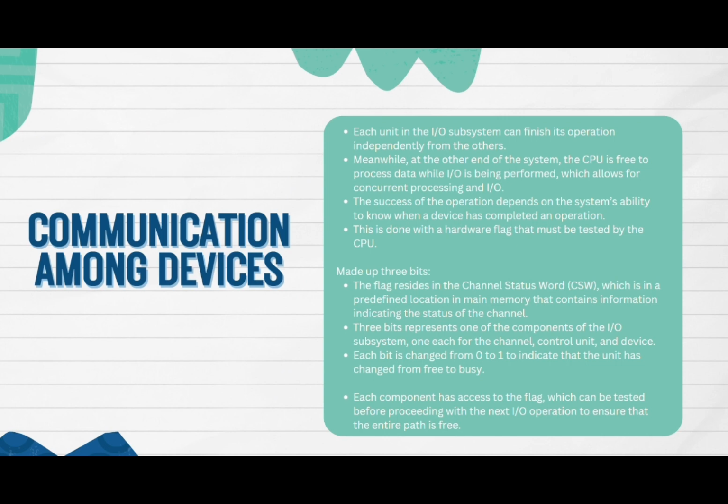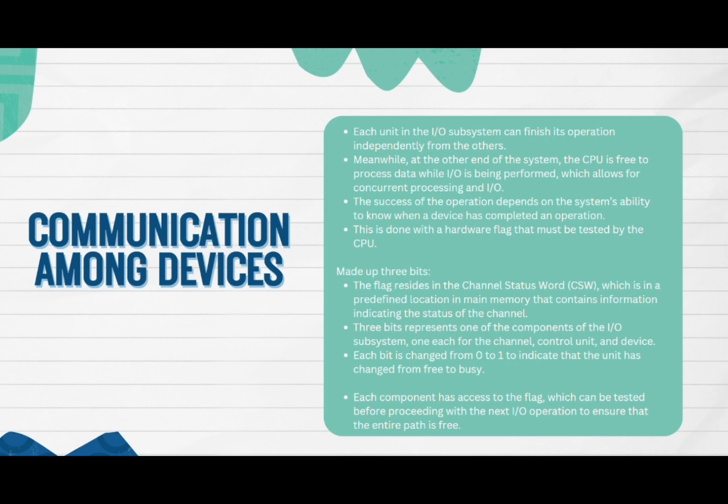Each unit in the input-output subsystem can finish its operation independently from the other. Meanwhile, at the other end of the system, the CPU is free to process data while input-output is being performed, which allows for concurrent processing and input-output. The success of the operation depends on the system's ability to know when a device has completed an operation. This is done with a hardware flag that must be tested by the CPU. It makes up 3 bits.